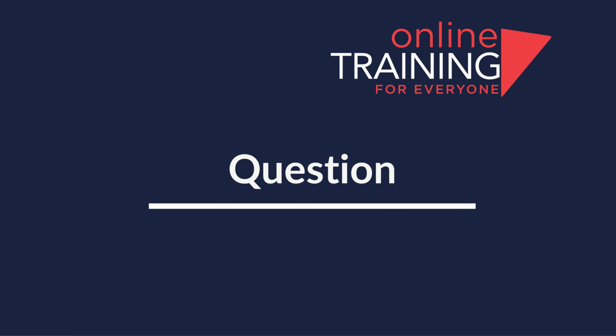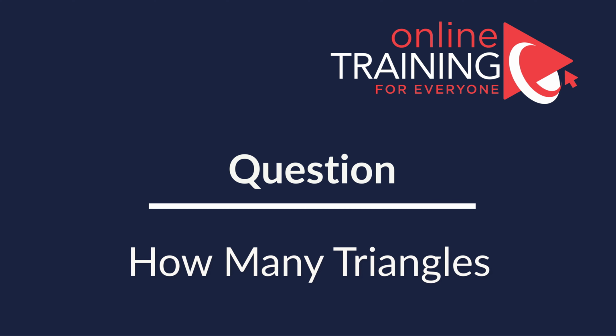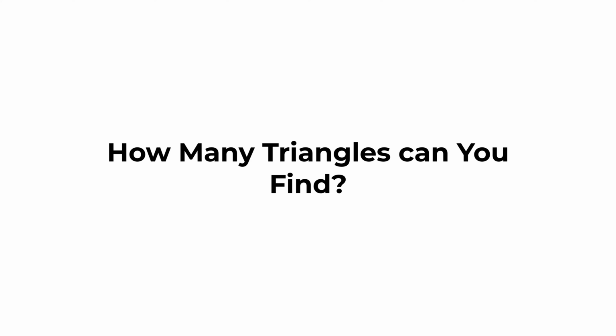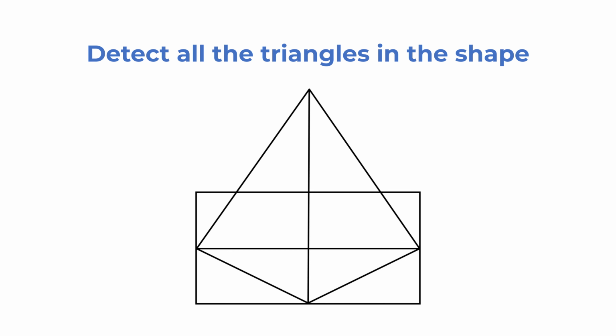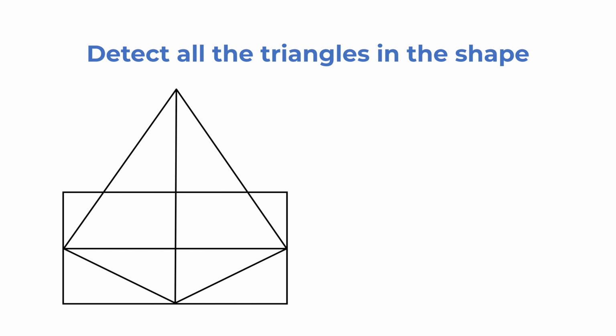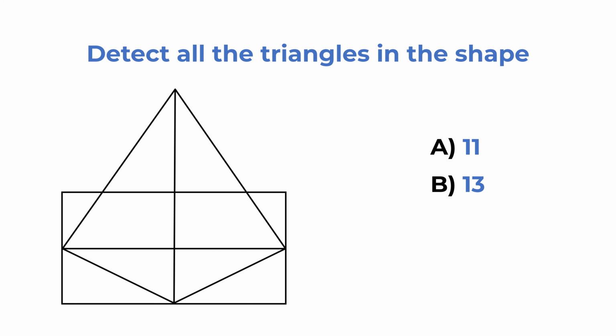This particular question was just recently introduced in the test, and I would need your help to determine if I answered it correctly. You're presented with the very unusual shape, and you need to detect all the triangles that are part of this shape. Your 4 possible choices: choice A, 11, choice B, 13, choice C, 15, and choice D, 17. Do you see the answer?